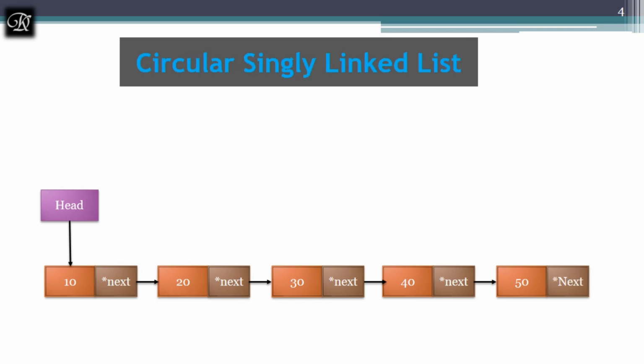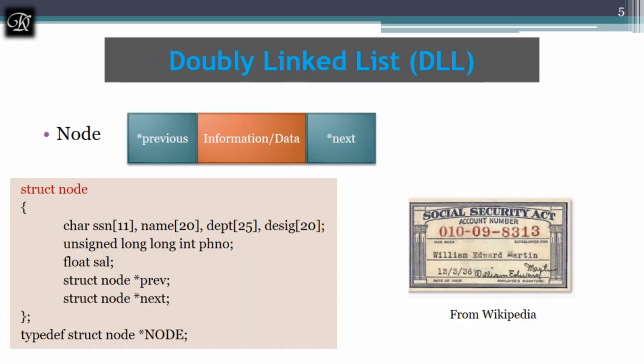This is avoided in the circular singly linked list, where we are going to connect the last node to the head, so we can reach from the last node to the head node. But the problem that still exists over here is that traversing in between the nodes is not possible. This is supported in the doubly linked list. The doubly linked list comes with an additional pointer called previous along with the next. This is the information we are going to create for the structure to create the doubly linked list.